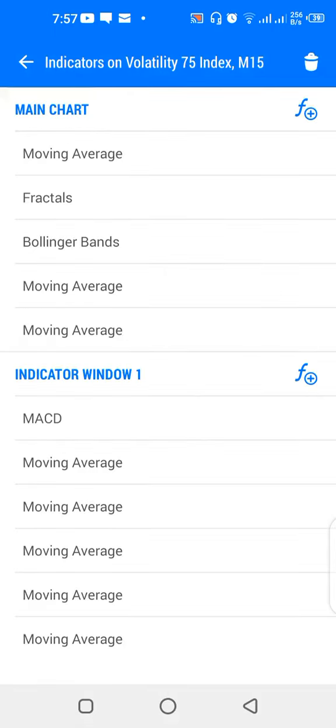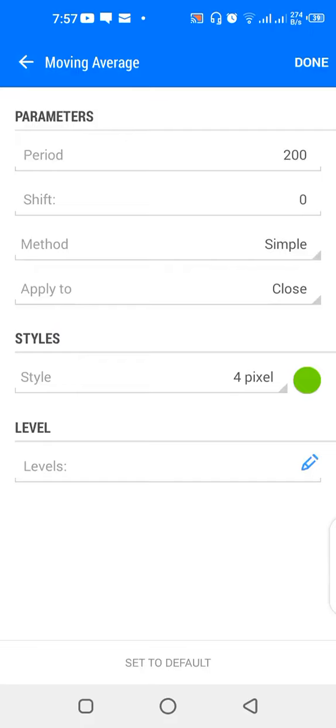Color is red. We have another moving average, period is 200, shift is 0, method is simple, apply to close. Color is green. So that's that.